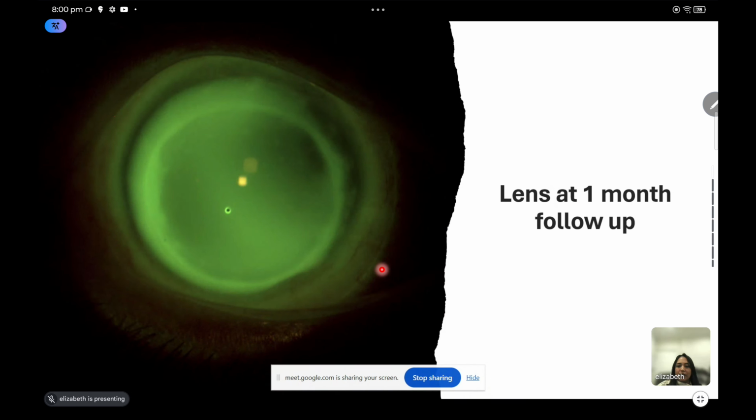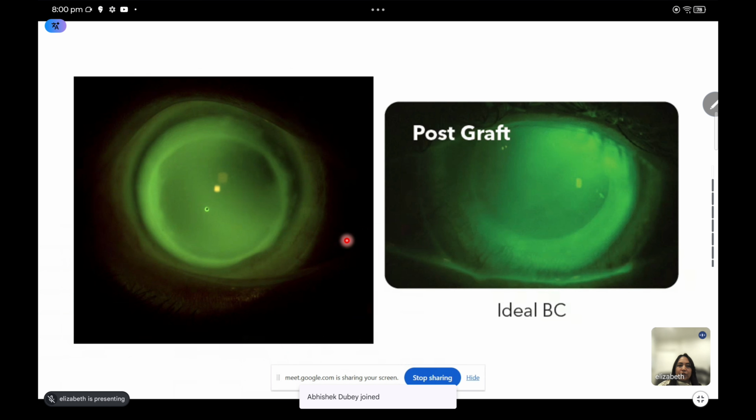Okay, so going back to my patient with the grafted cornea, at the 1 month follow-up, this is what the lens looked like. So again, we still had that full fluorescein glow under the lens, with it getting just a little bit thinner here at the high point. We had the fluorescein flush around the limbus, which meant the periphery was still good. And before we take the OCT look, just to compare it with what their ideal base curve looks like.